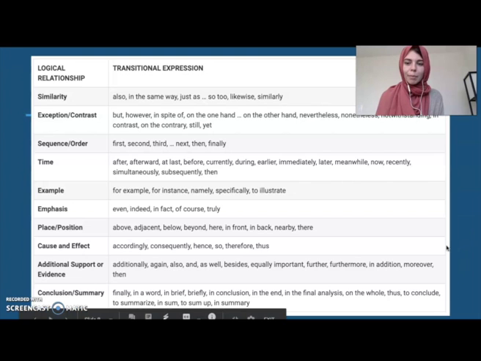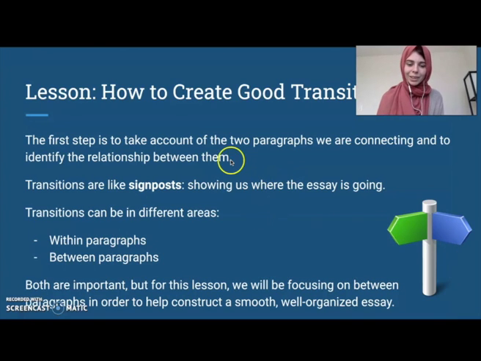So as we think about our two parts of how we can use good transitions, we can go back to our first sentence here. First we have to take account of the two paragraphs we're connecting and identify the relationship between them before we can move on to using transitions.